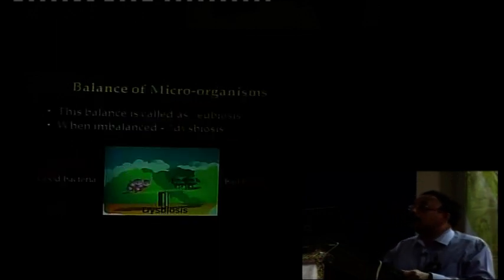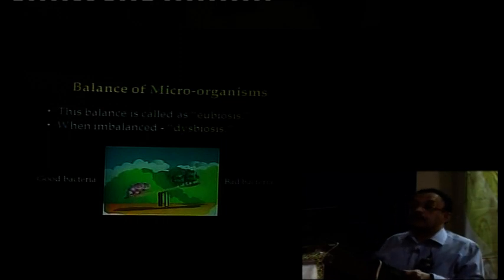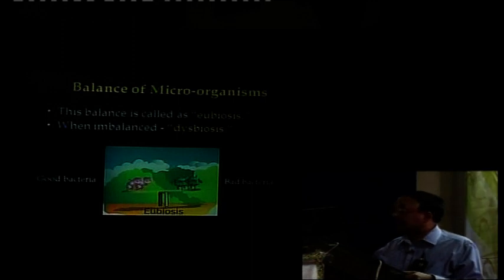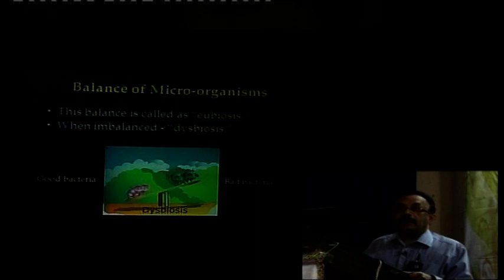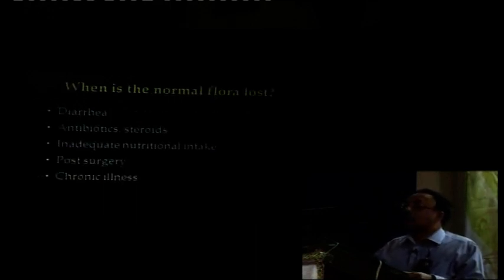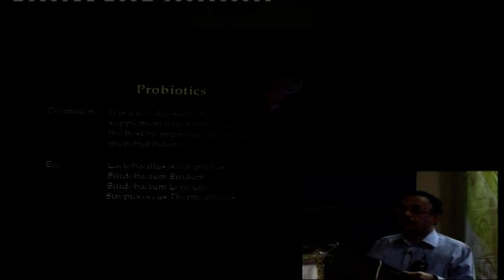Normal health is a balance between the bad organisms and the good organisms, which is called eubiosis. When this is disturbed, it is called dysbiosis. The normal flora is disturbed when patients have diarrhea, consume antibiotics or steroids, or have surgery, stress, or chronic illness.